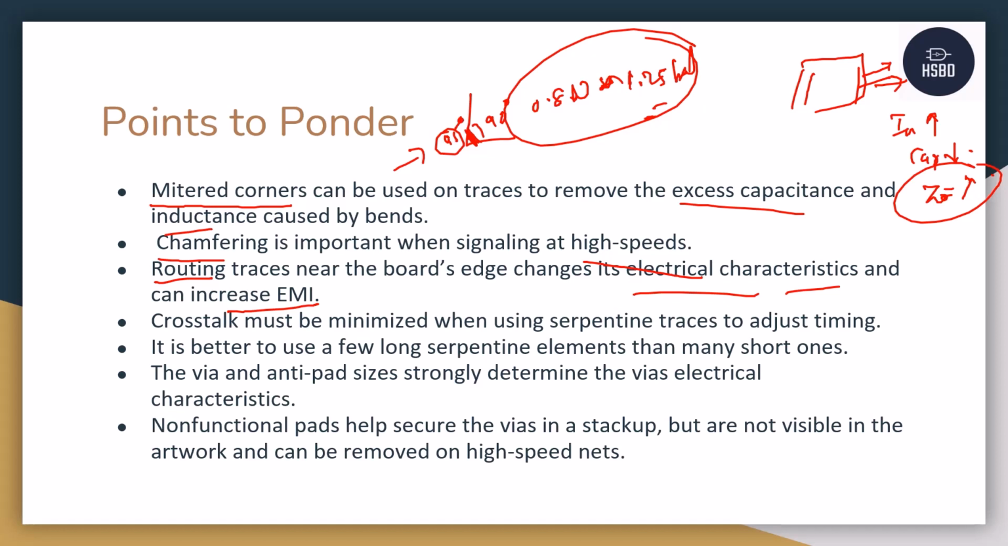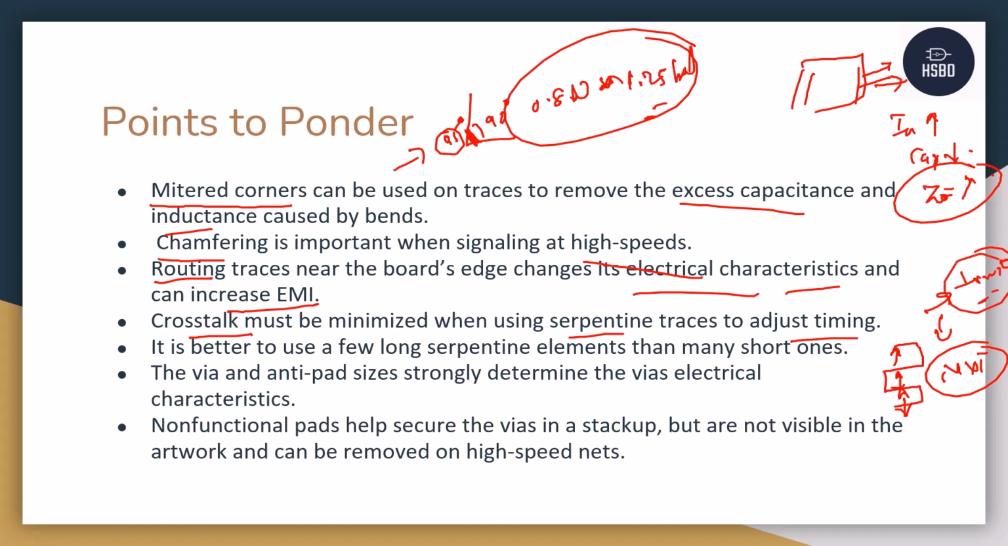The next part is that crosstalk must be minimized when using serpentine traces to adjust timing. As I explained earlier in the serpentine traces slide, I mentioned how the serpentine traces are created. Between these serpentine traces, there will be near end crosstalk. So the crosstalk needs to be reduced. Whenever you have very little crosstalk, the timing is adjusted properly.